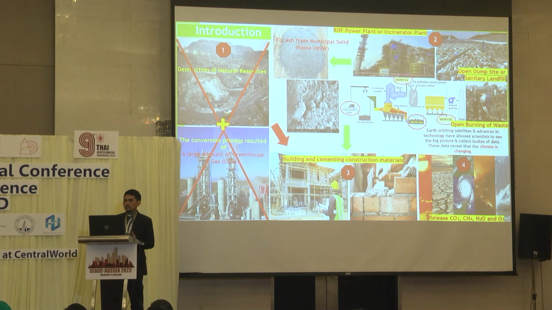That can use the RDF power plant. This figure shows the fly ash from municipal solid waste, or MSW for short. Fly ash and bottom ash are from the coal power plant and the RDF power plant, the refuse-derived fuel power plant, and can be mixed for building and cementing construction material. The fly ash and bottom ash from the RDF power plant can release a lot of carbon dioxide, methane, nitrous oxide, and ozone. They are the primary greenhouse gases. So this is the beginning of climate change on Earth.